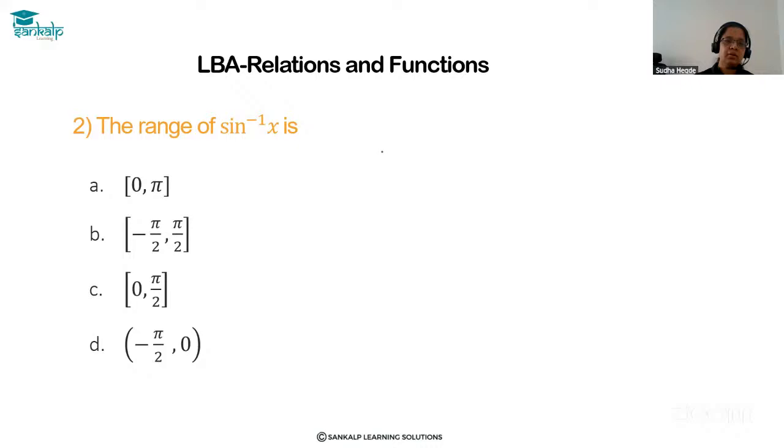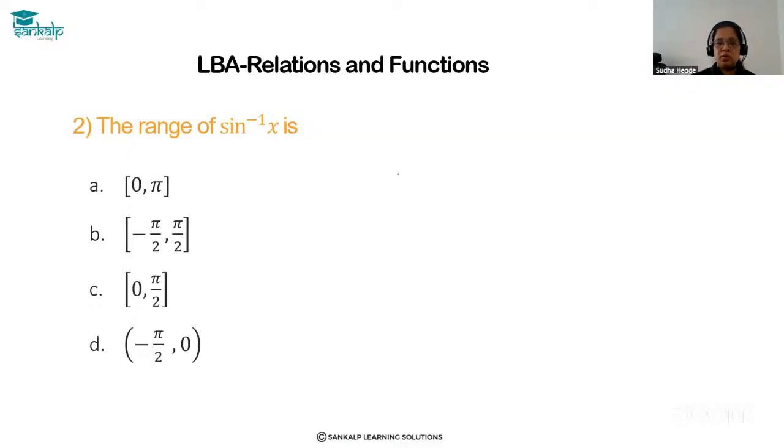Hi everyone. The question is, the range of sine inverse x is: option A, closed interval 0 to pi; option B, closed interval minus pi by 2 to pi by 2; option C, closed interval 0 to pi by 2; option D, open interval minus pi by 2 to 0.